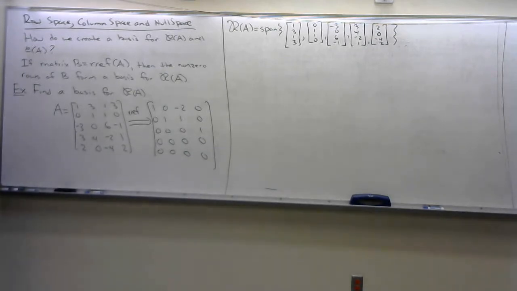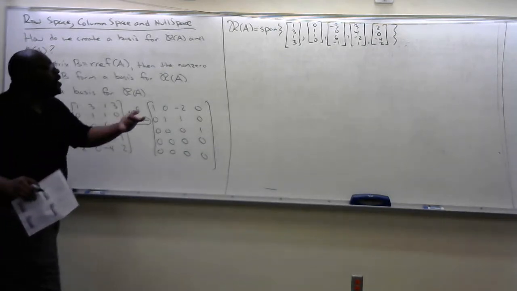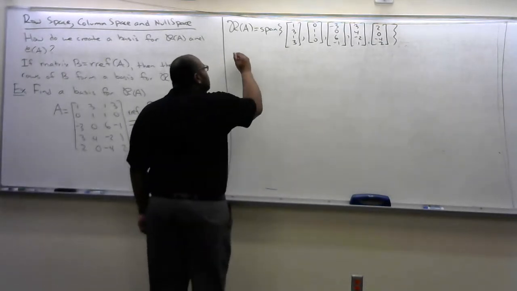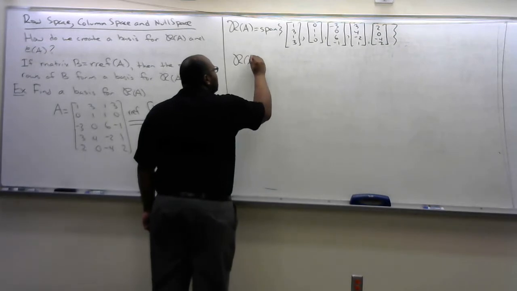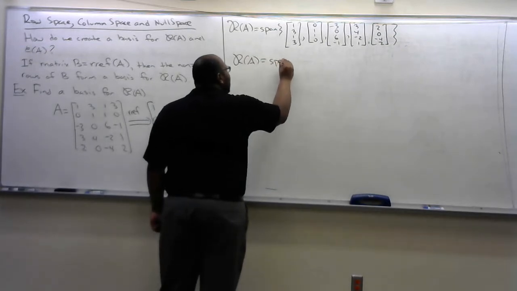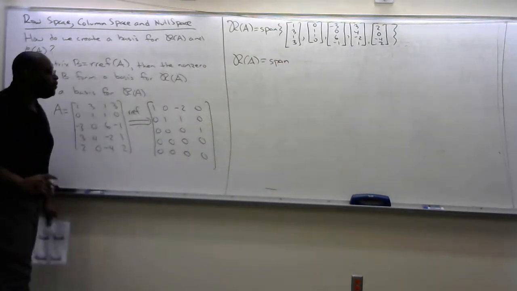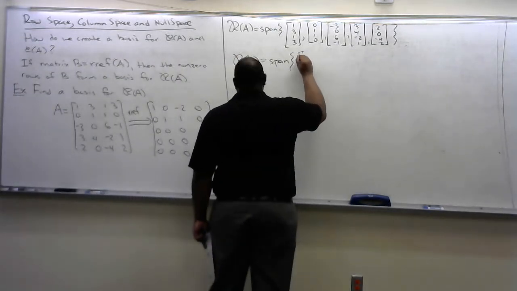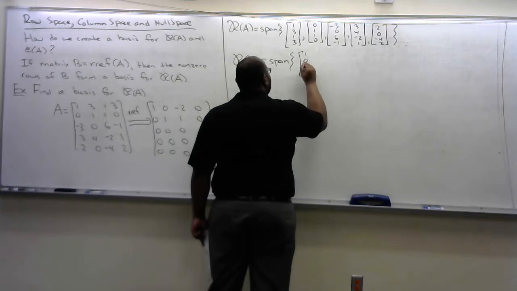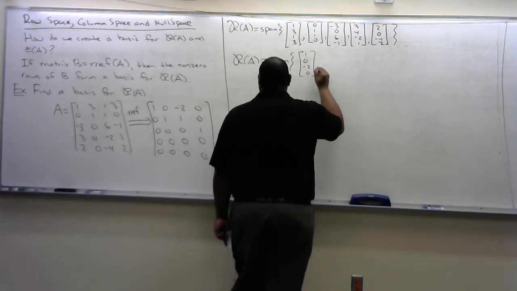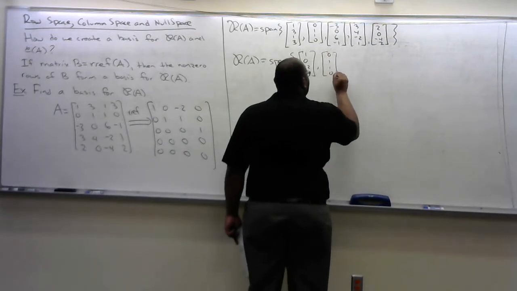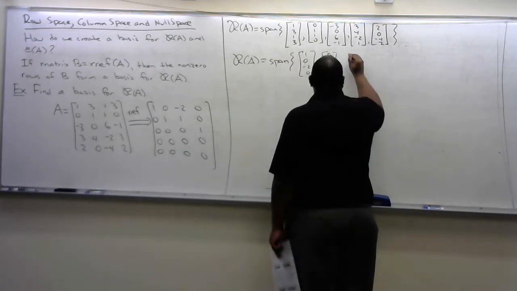I have 3 non-zero rows and 2 zero rows. So now I say, okay, the row space of A is equal to the span of the non-zero vectors I have in this reduced row echelon form. So, like I said, it's the span of 1, 0, negative 2, 0, 0, 1, 1, 0, and 0, 0, 0, 1.